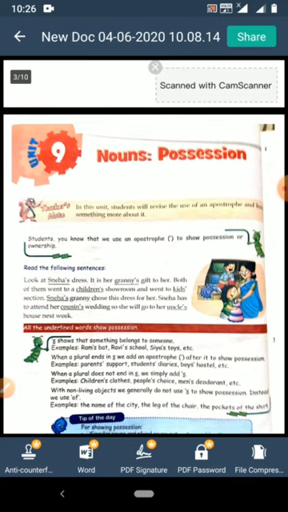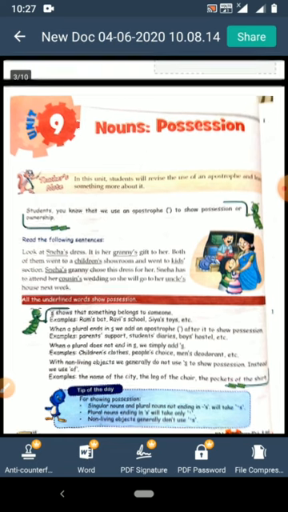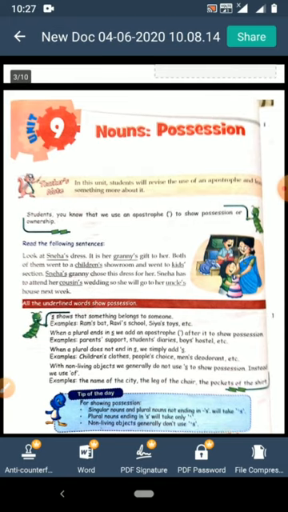In this unit, we will revise the use of an apostrophe and learn something more about it. Students, you know that we use an apostrophe to show possession or ownership. Now, look at the sentences carefully. Look at Sneha's dress. The word Sneha has got an apostrophe and an S. This apostrophe and S denotes that the dress belongs to Sneha. It shows the possession of the dress.